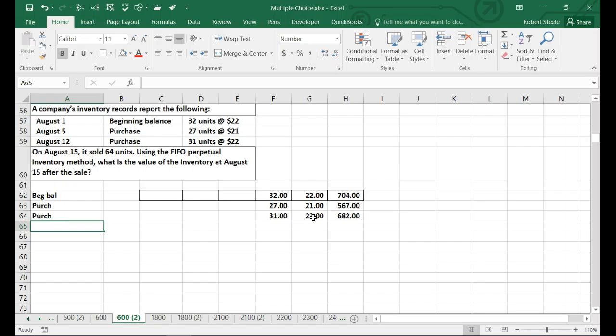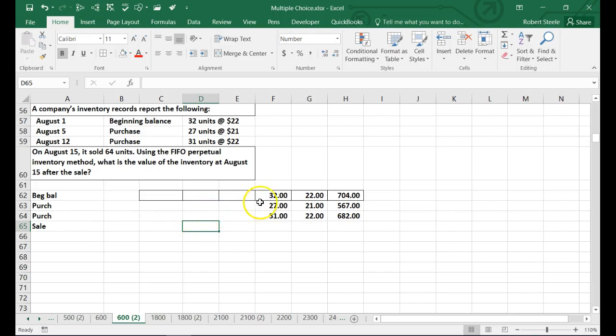Now, if we think about the units that were sold, there were 64 units sold. So remember, we're going to eat up these, then eat up these, and then these. That's the 3 layers that we're going to eat up. And because it's first in, first out, we're going to take the oldest ones first.